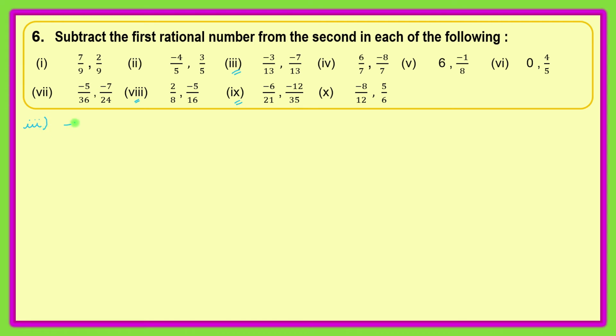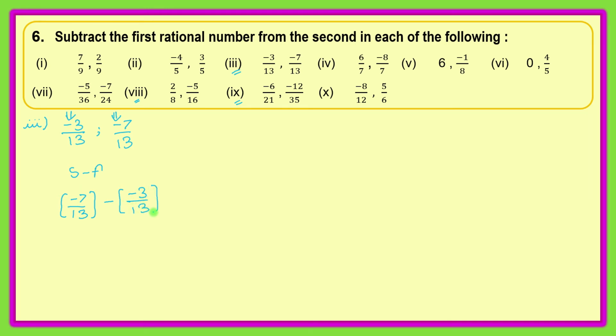The third part says minus 3 upon 13, minus 7 upon 13. One thing I have to remember is that both of the fractions are negative in this case, as you can see. So the format is second minus first. The first rational number is minus 3 upon 13 and the second is minus 7 upon 13. So minus 7 upon 13 would come first, and the minus from the question, and then the first rational number, minus 3 upon 13.